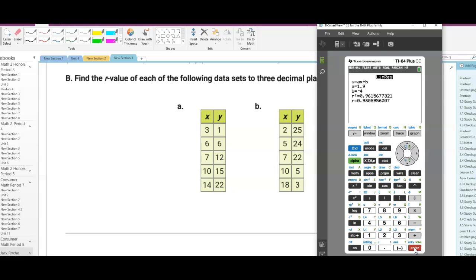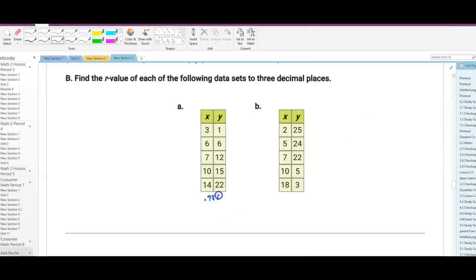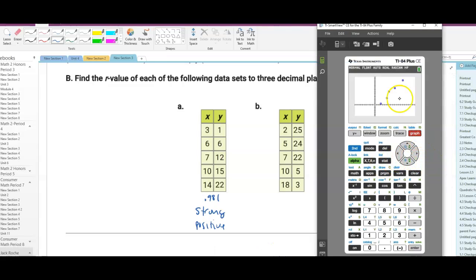And if you see here, my R value ends up being, how do I go back? Stat, calc, 4, enter, enter, enter, enter. And you look, your R value is 0.981. So it's 0.981, which means that is a very strong, and in this case, positive linear correlation. Okay, so when I look at my graph alone, doesn't it look like these points line up in a straight line?